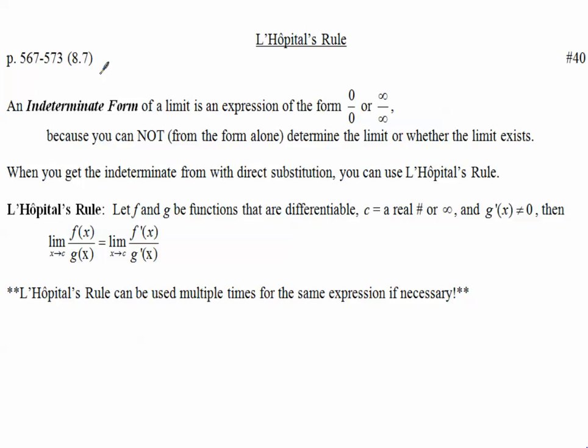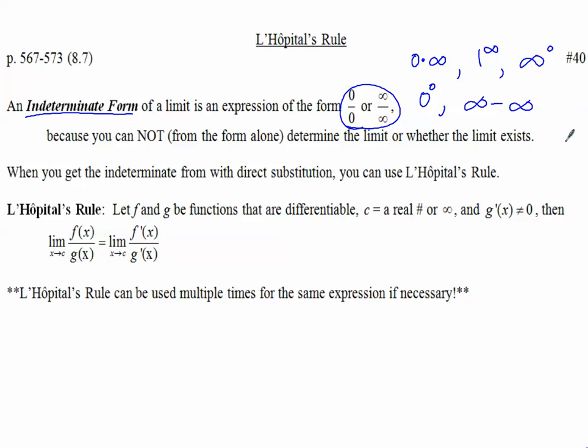In 8.7, our goal is to use L'Hopital's rule to find limits with indeterminate forms. An indeterminate form of a limit is an expression of the form 0 over 0 or infinity over infinity. Actually, other indeterminate forms could look like 0 times infinity, or 1 to the infinity, or infinity to the 0, or 0 to the 0, or infinity minus infinity.